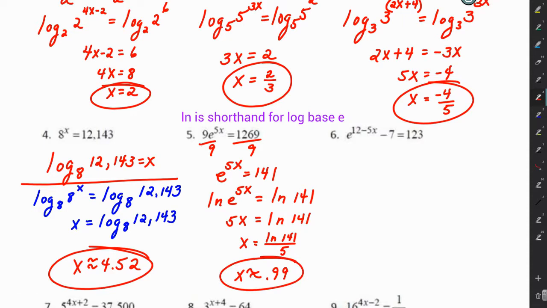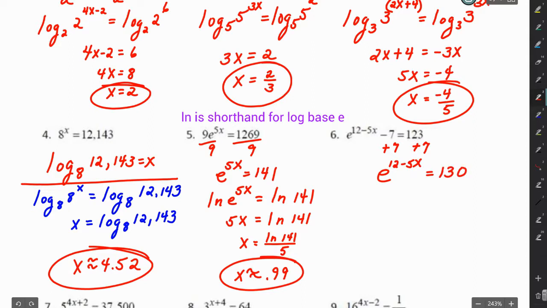Just like number 5, number 6, you want to isolate that exponent, that e to the 12 minus 5x. So I'm going to add 7 to both sides to start. Try to make it look as simple as possible before you get involved with logs.